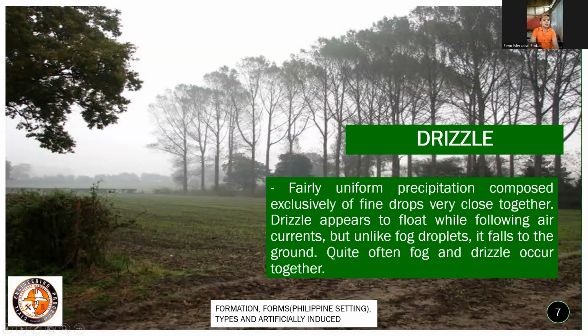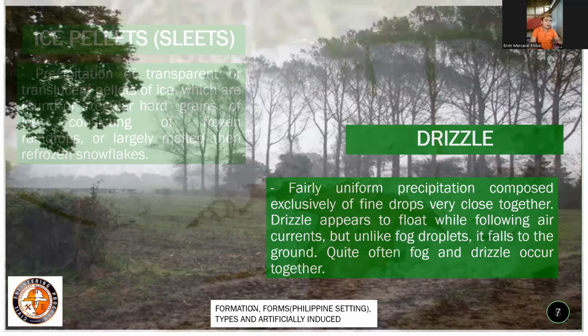That makes sense because, as we all observe, fog is very light. It can flow freely in the air, while drizzle has fog-like components, a look-alike of fog, which can float on the currents of the air, but it will always go down to the ground. That makes sense. So let's proceed.